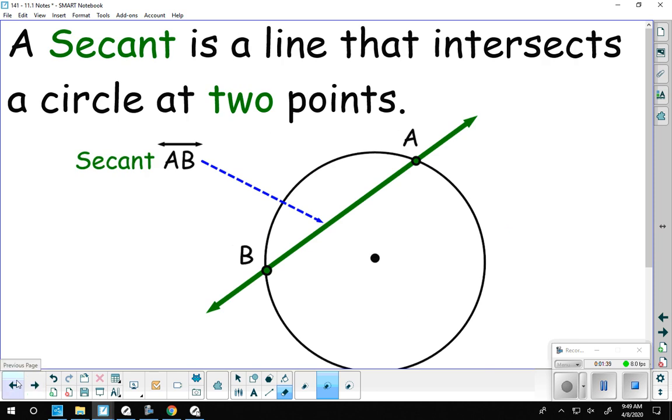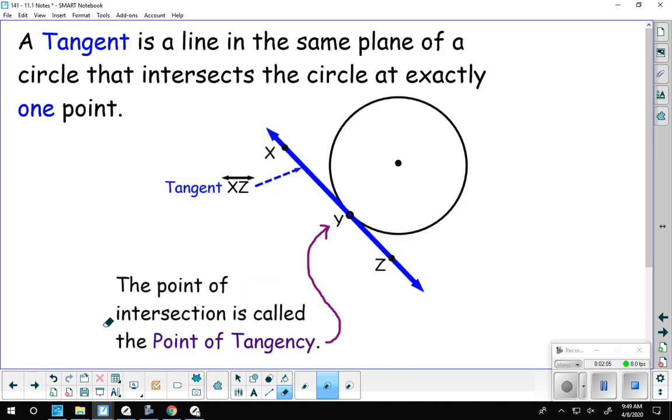A secant is a line. Notice lines extend on forever in both directions. So notice the arrows on the end here. So it's a line that intersects a circle at 2 points. It does not have to go through the center. So for secant we use this line over the top with arrows because a secant extends on forever in both directions. So that's where we get the notation from. So secant AB.